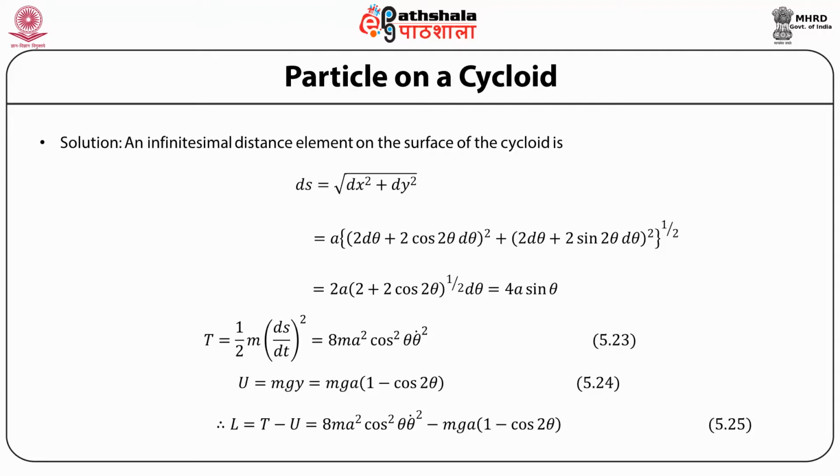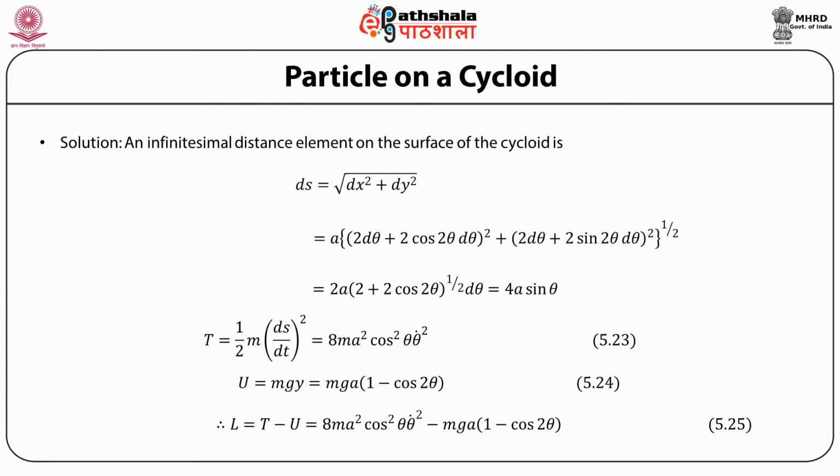So substituting the expressions for x and y to calculate dx and dy, the line element ds is written as a times the square root of (2dθ + 2cos 2θ dθ) whole square plus (2 sin 2θ dθ) whole square, which is equal to 4a sin θ. So the element of length on the surface of the cycloid is given by 4a sin θ.